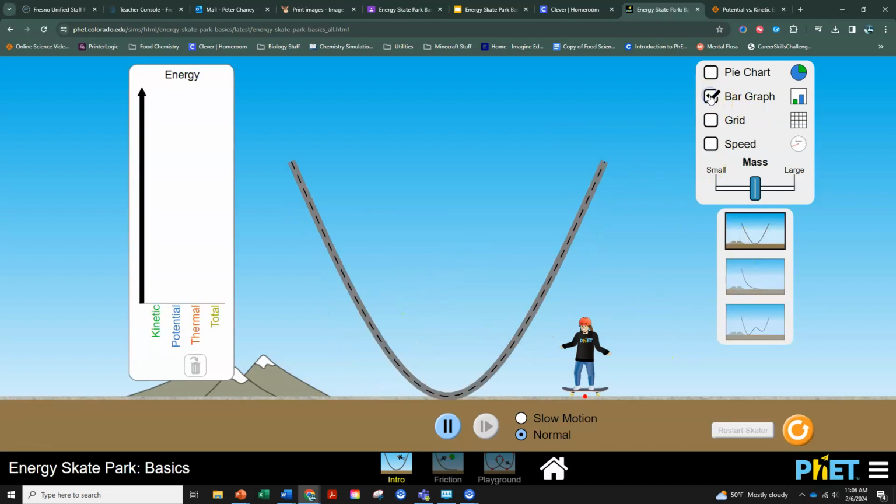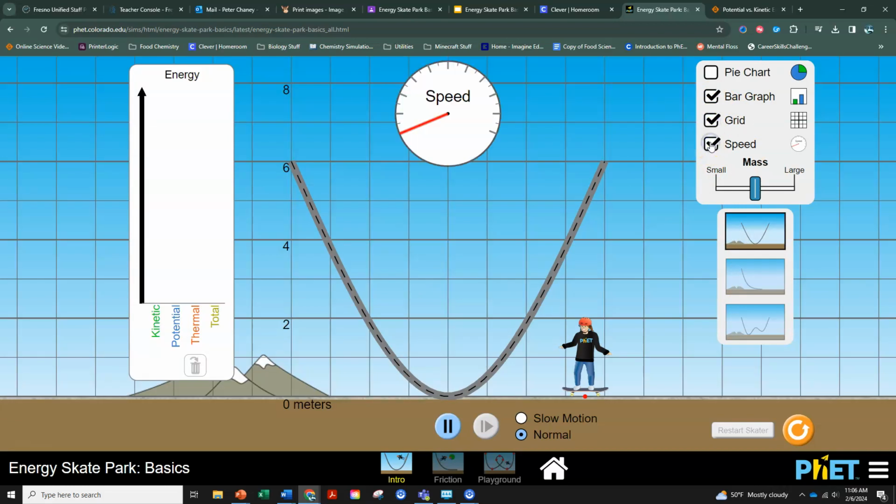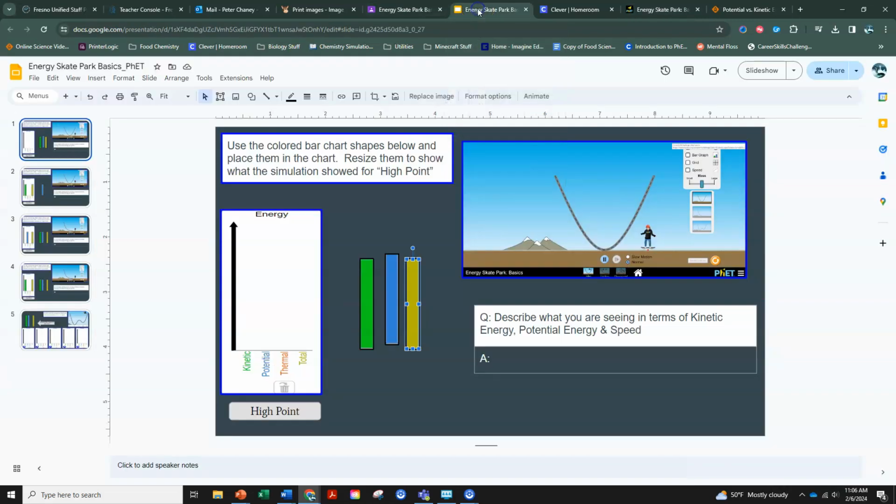So let's start with the U track. And so you want to turn on the bar graph and the grid and the speed so that we can make comparisons on those. And keep mass the same. We're going to be using slow motion, we're going to be using pause and play, and then we can go incrementally 1 frame at a time if we need to. So on slide number 1, we're going to test out the high point. And we're going to do that with the U track.